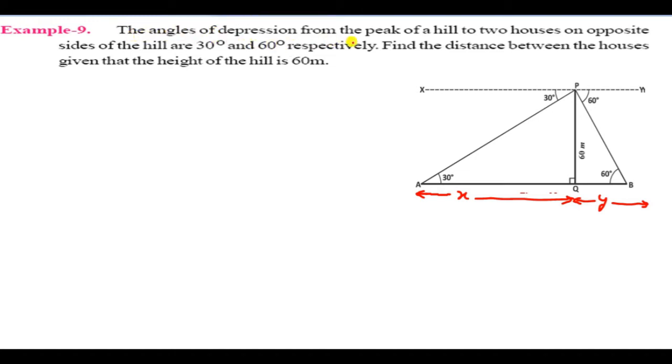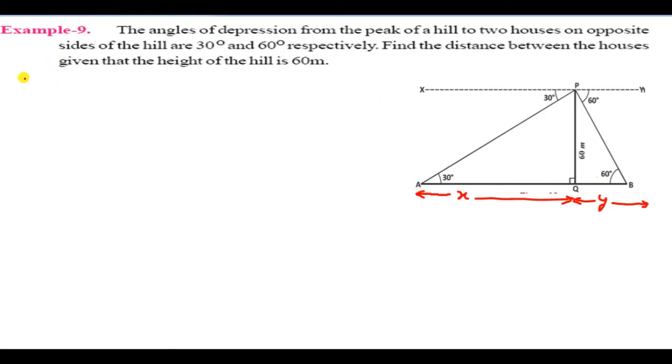The angle of depression from the peak of a hill to two houses on opposite sides of the hill are 30 degrees and 60 degrees respectively. This one is 30 degrees and this one is 60 degrees. With the help of alternate angles, this will be 30 degrees and this will be 60 degrees. Find the distance between the houses, given that the height of the hill is 60 meters. Find the distance between A and B.